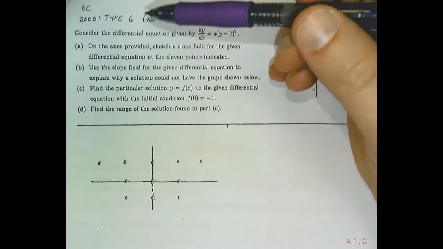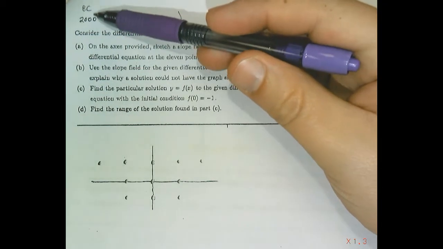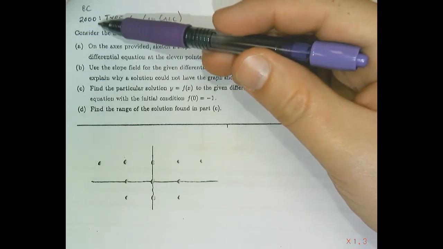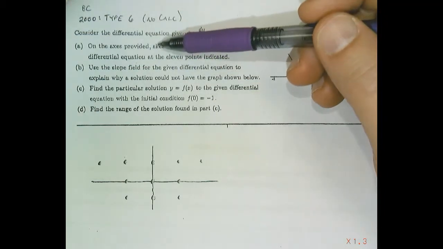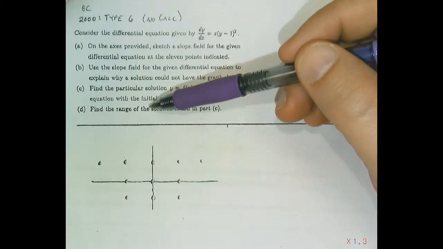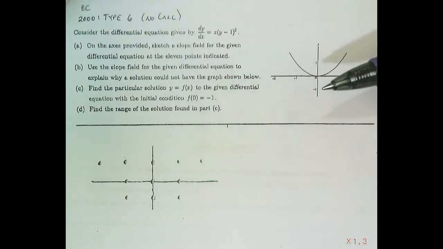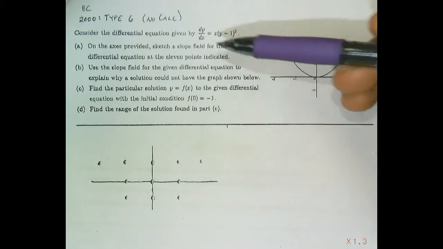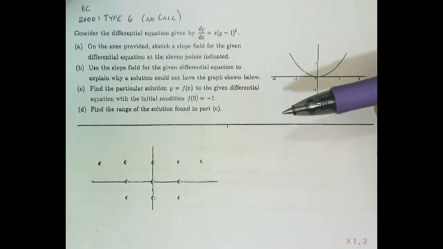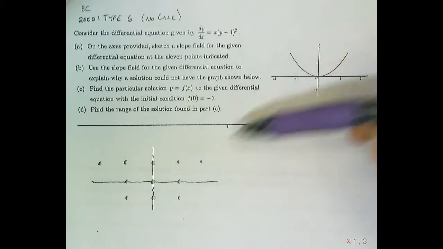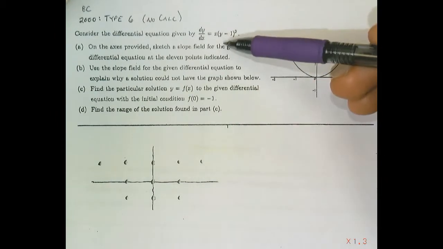Today we will be looking at a Type 6 problem from the BC exam in the year 2000. Now it is from the BC exam, but there is nothing in this that is outside of the scope of an AB class. So AB and BC students can use this. It's Type 6 because it has slope fields and differential equations.